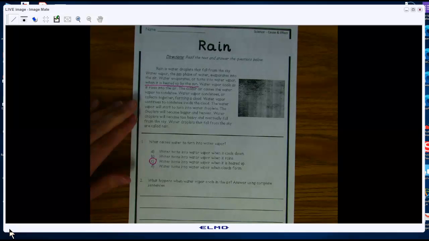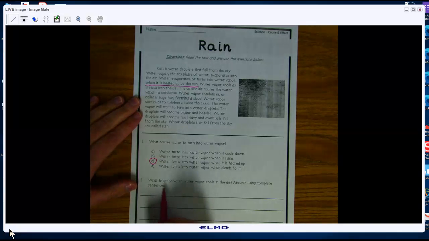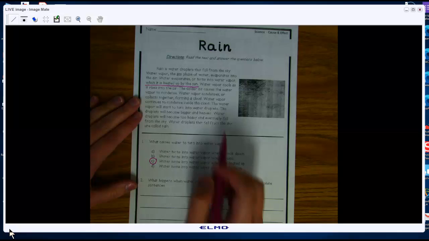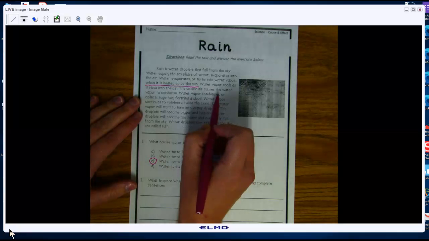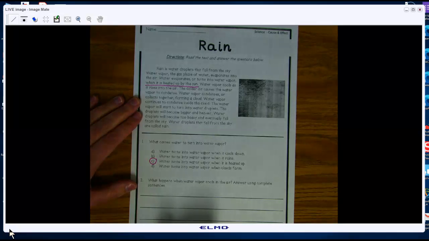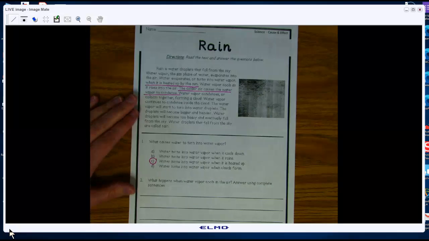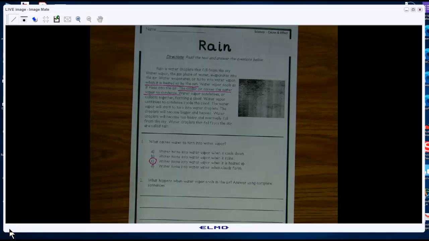What happens when water vapor cools in the air? So let's see. Water vapor cools as it rises into the air. And we're wanting to know what happens to water vapor when it cools. The colder air causes the water vapor to condense. Okay, the colder air causes the water vapor to condense. So what happens when water vapor cools in the air?